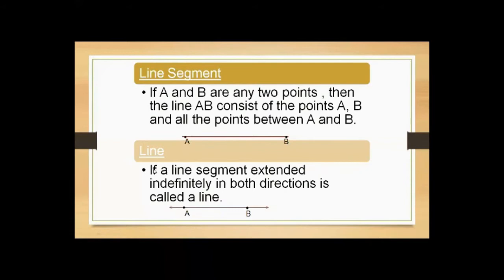Okay. What is a line? If a line segment is extended indefinitely in both directions, it is called a line. As you see, students, these arrows show the direction. It means that the line is extended in both directions, in this direction from the left side and also from the right side. So there are 2 points A and B and they extend in both directions. So this is a line.